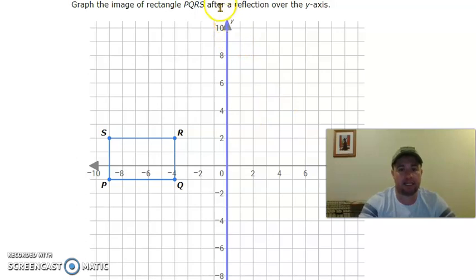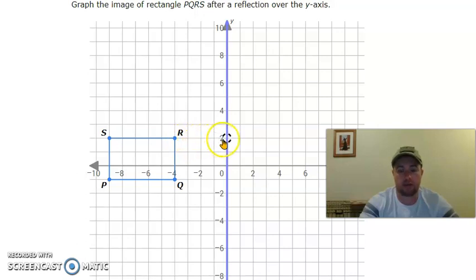Now, our mirror is highlighted. It says graph the image of rectangle PQRS after a reflection over the y-axis, so our up and down axis. And remember, when we reflect over our up and down axis, the image moves across. When we reflect over our across axis, which is our x-axis, the image moves up and down. It's opposite. It's very tricky, but it's the opposite. So, let me start by saying, how far away are we from the mirror?